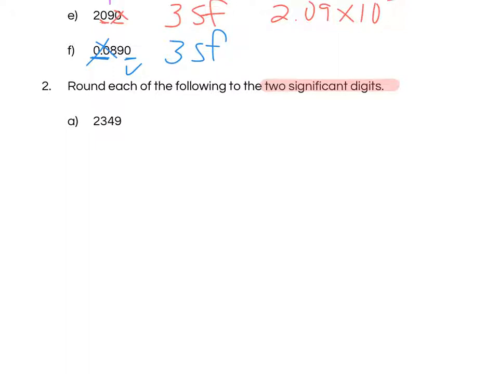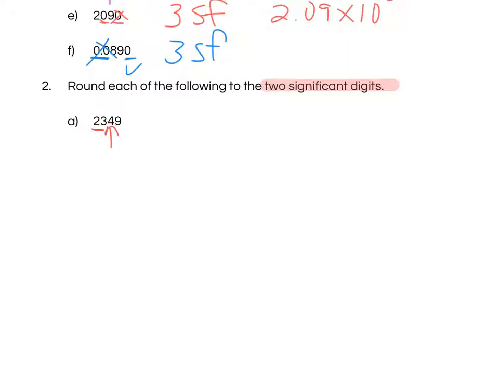2,349. I'm going to go through this first one together with you, and if you feel like you want to do it on your own, go ahead and do that. If I'm rounding to 2 significant digits, it means I'm keeping the first 2 digits in the number, and I'm looking to the next digit after that to tell me how to round appropriately.